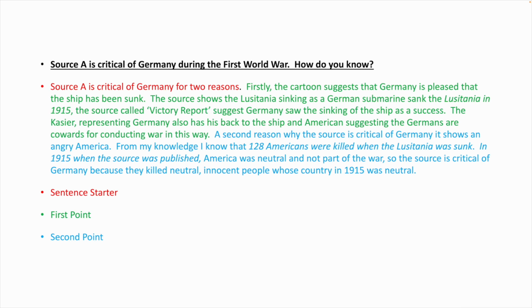So first of all, use the sentence starters. Source A is critical of Germany for 2 reasons. That's really what this source is looking for. If we do 2 reasons, then we're going to get to the top of the band 2, and we're going to get those 4 marks.